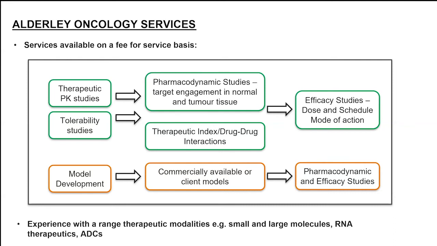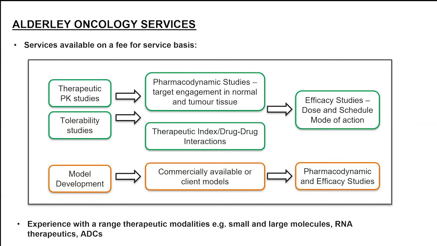So in this scheme here are the types of studies that we can do, and it highlights the enabling work that has to be done before you get to that proof of concept in vivo. We can do a lot of these with commercially available cell lines, or we can actually do bespoke model development for you.